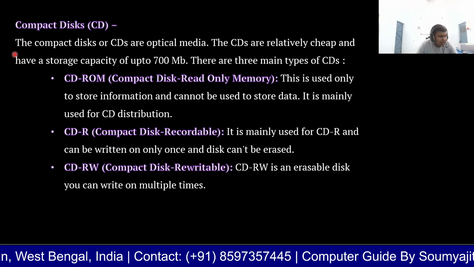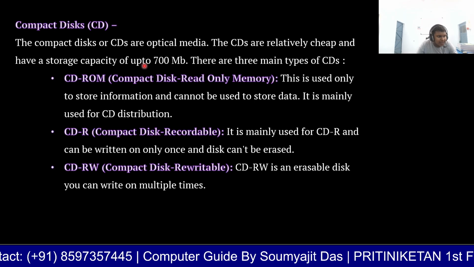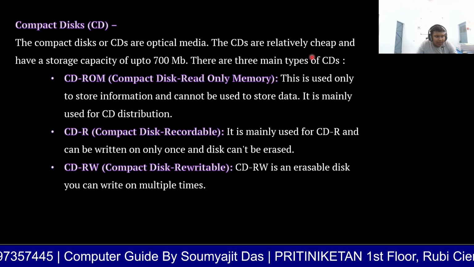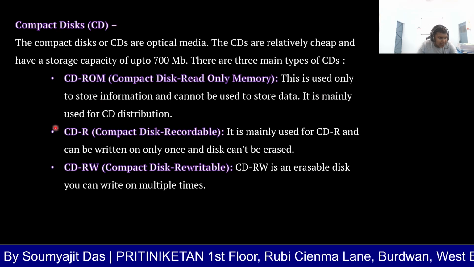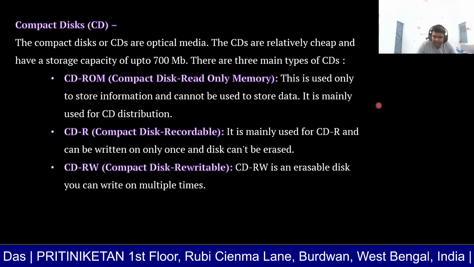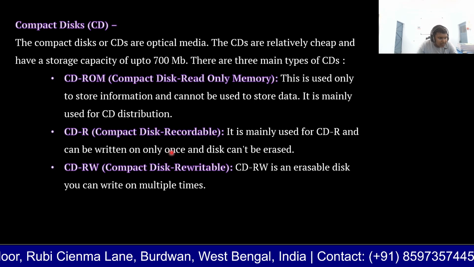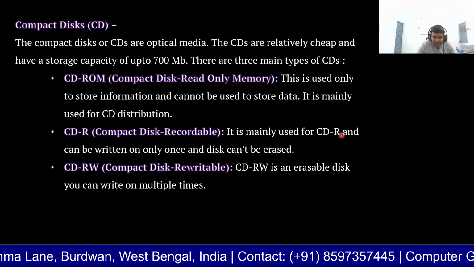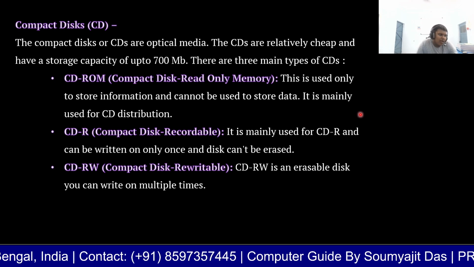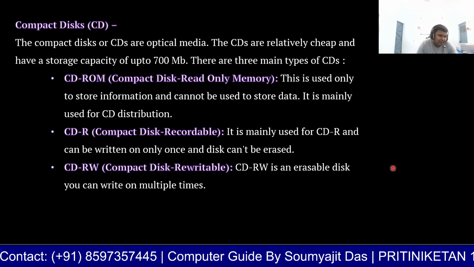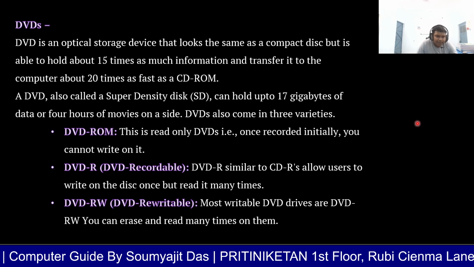Compact discs. The compact discs or CDs are optical media. These CDs are relatively cheap and have a storage capacity of up to 700 megabytes. There are three main types of CD. CD-ROM. It is made by the manufacturer and cannot store new data. It is probably mostly used in CD distribution. CD-R, recordable. It is used to retain marks and cannot be erased. Let's say we want to save a memory of our birthday photos on the CD. So one time you write, and then the CD-RW, compact disc rewritable. This is an erasable disc and you can write anything you want at different times.